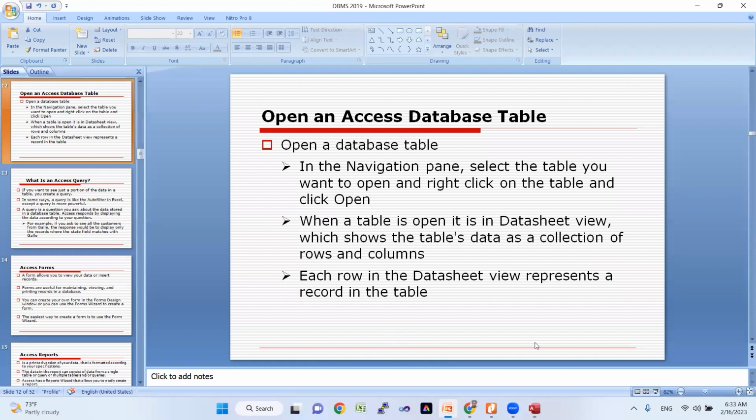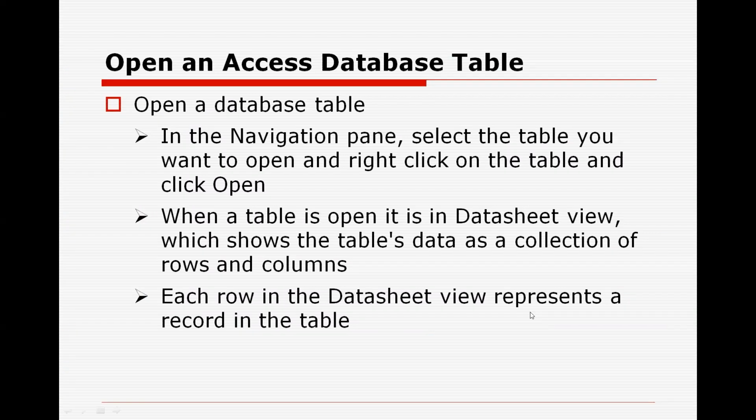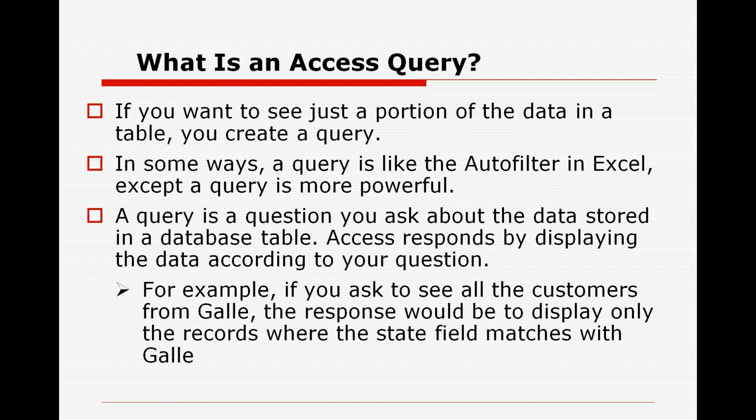Let's see the PPT again. Open an Access database table. Now you know how to open a table. In the navigation pane, select the table you want to open, right click on the table and click open. It's very simple. When a table is open, it is in datasheet view. That is what I explained. It shows the table's data as a collection of rows and columns. Each row in datasheet view represents a record in the table.